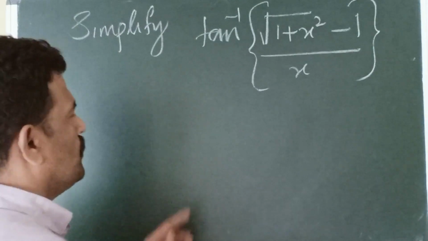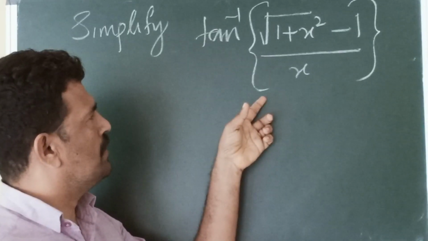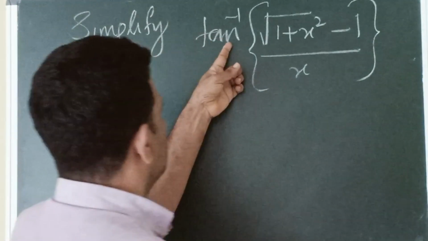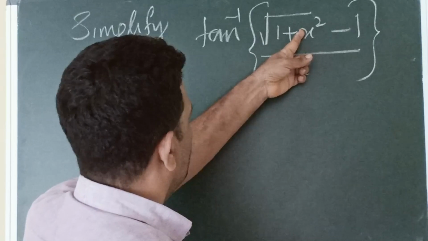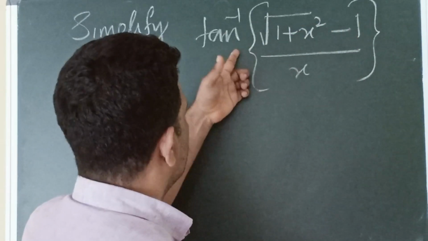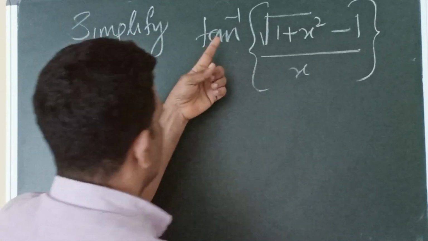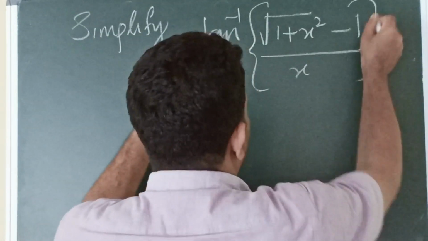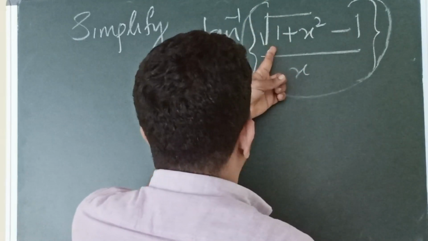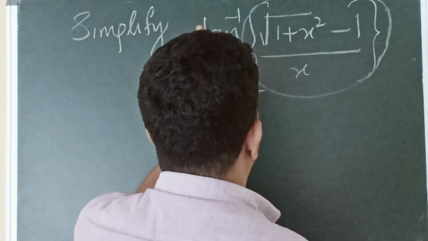Now we have to do some simplification problems like this. Here we have to simplify tan inverse square root of 1 plus x square minus 1 by x. Our aim is to write the simplest form of this expression. Here it is tan inverse. Therefore, we have to write these terms in tan. Then tan inverse tan is the simplest form of this expression.